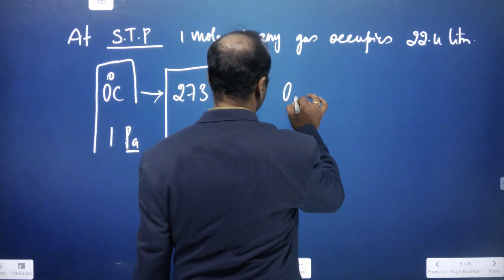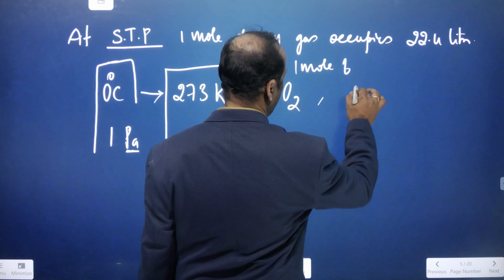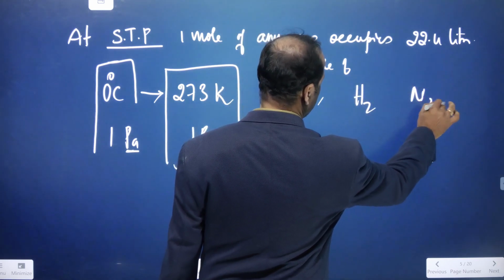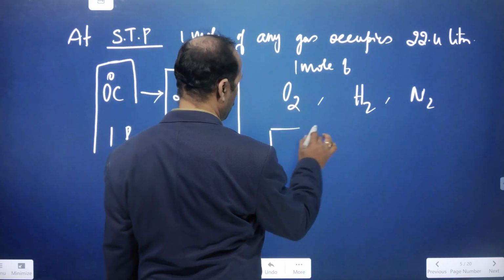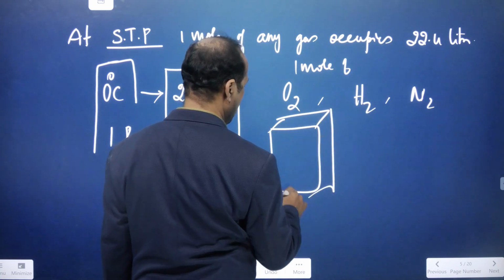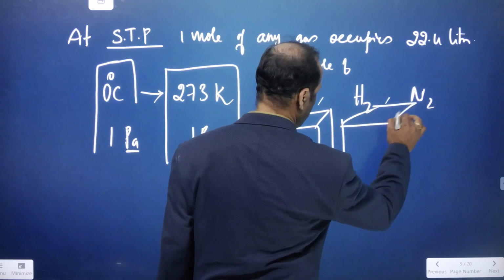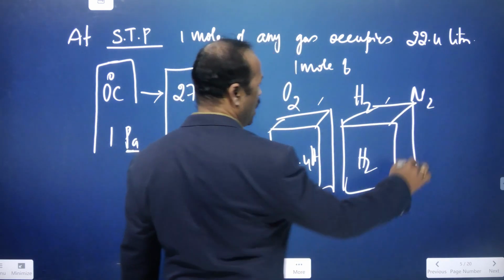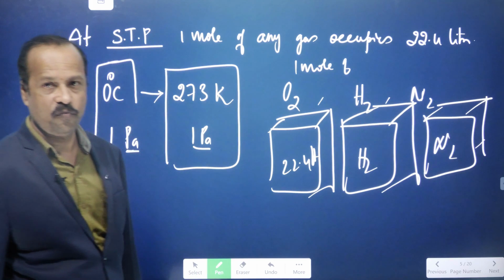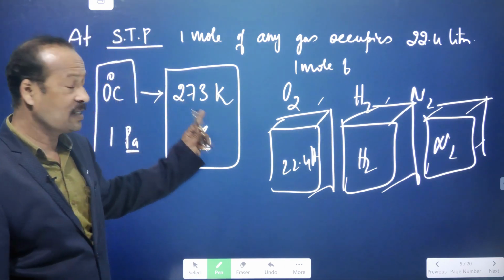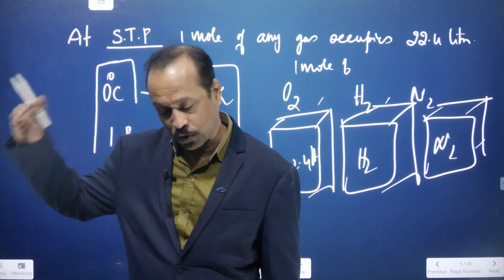I will take 1 mole of oxygen gas, hydrogen gas, nitrogen gas, anything like this, any gas I will take. Now how much volume does this gas occupy? Oxygen occupies 22.4 liters. Hydrogen gas also occupies 22.4 liters. Nitrogen gas also occupies 22.4 liters. Means under these conditions, at STP, 1 mole of any gas occupies 22.4 liters.